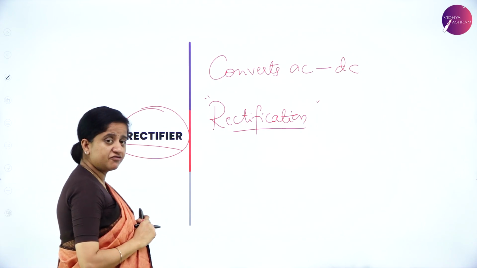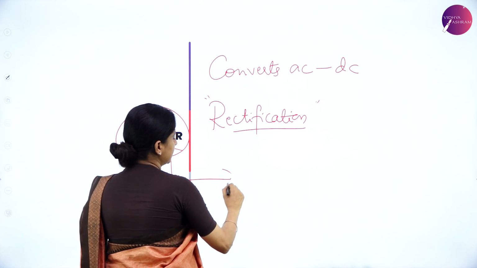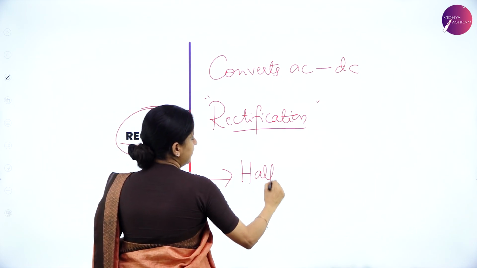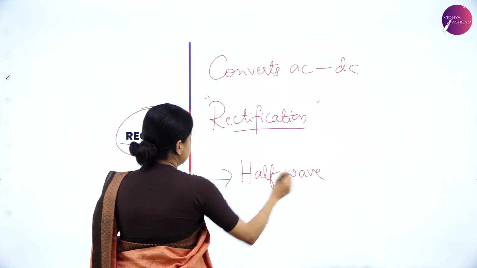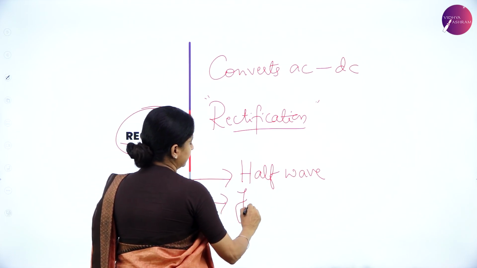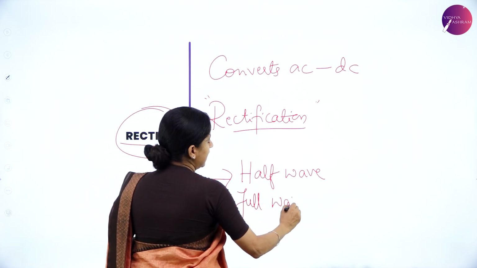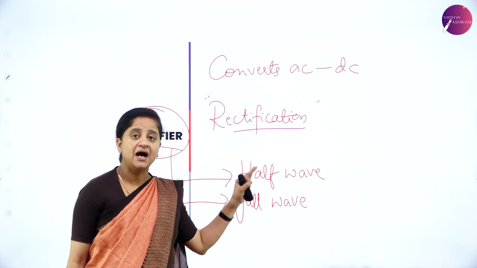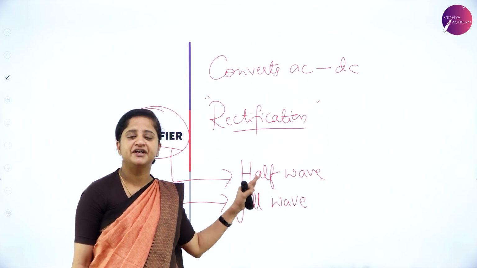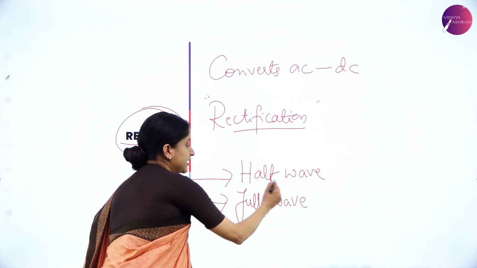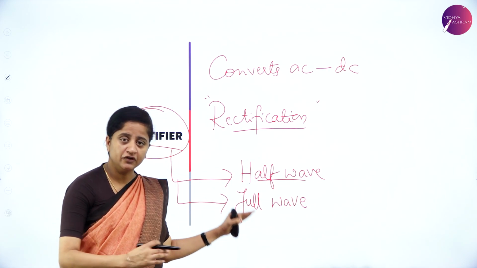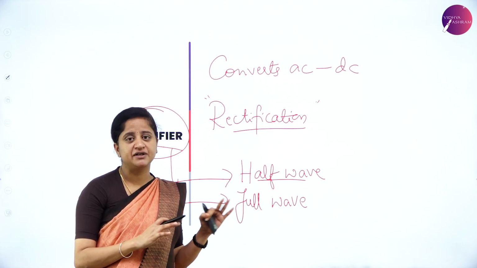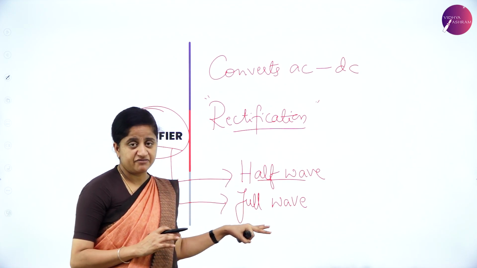So what are the types of rectifiers? We have two types of rectifiers. One is the half wave rectifier. The other one is the full wave rectifier. So what is the difference between half wave rectifier and full wave rectifier? As the name suggests, half of the AC cycle will be converted into DC in case of a half wave rectifier, and the full AC cycle will be converted into DC in case of a full wave rectifier.